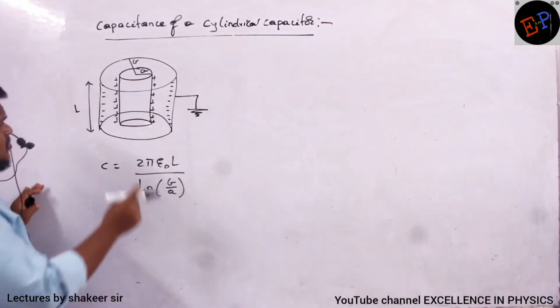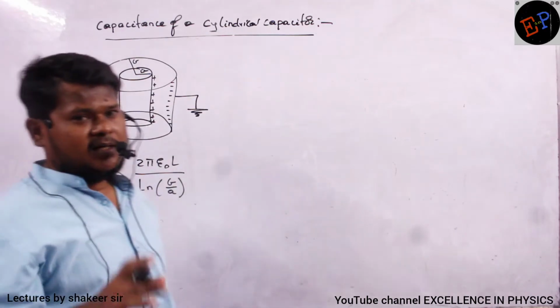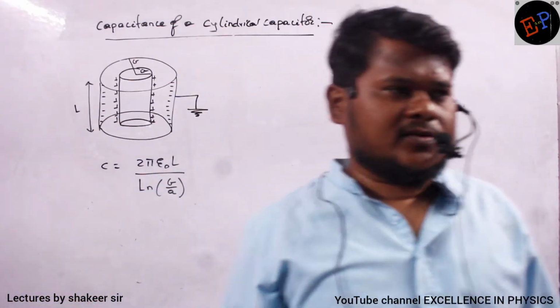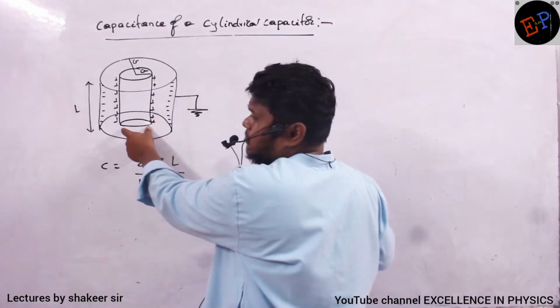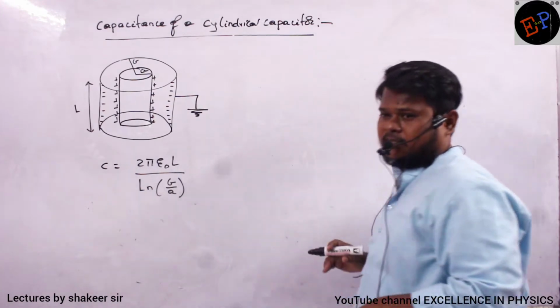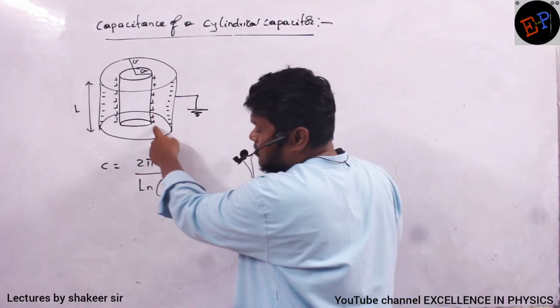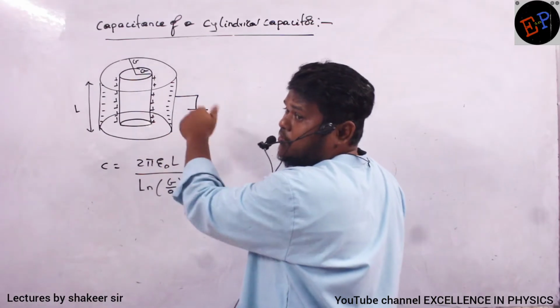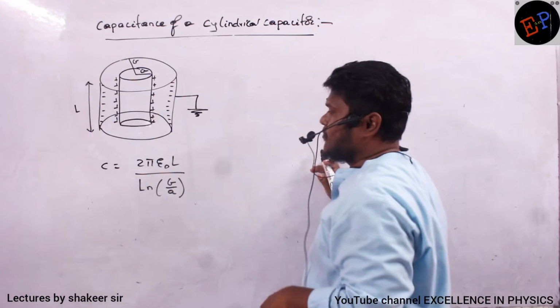So listen carefully. To the inner cylinder, we are giving some positive charge. Clear? So this inner cylinder will induce negative charge on the inner surface of the outer cylinder. Are you able to understand what is happening? So this positive charge, it will induce negative charges where? On the inner surface of the outer cylinder.